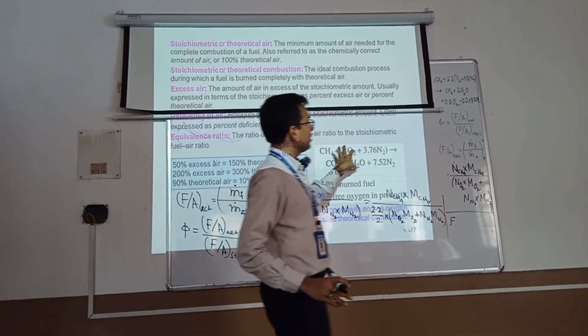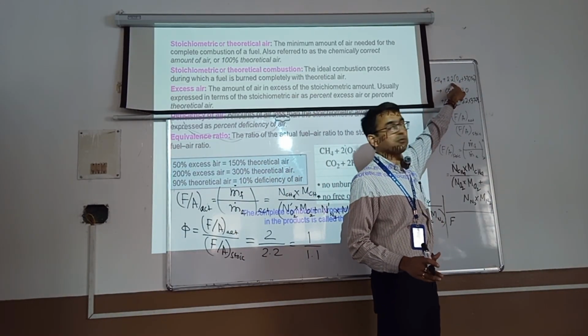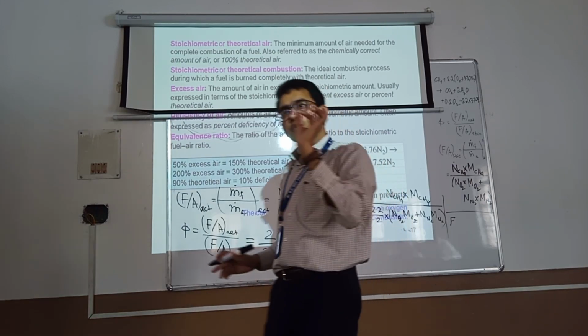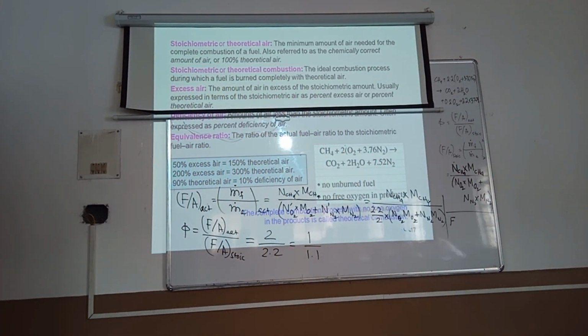Simply by comparing these equations, the coefficient of oxygen, the air, is changing, therefore that will be the coefficient, that is the ratio coming in the equivalence ratio. Is it clear? Is it clear to all?